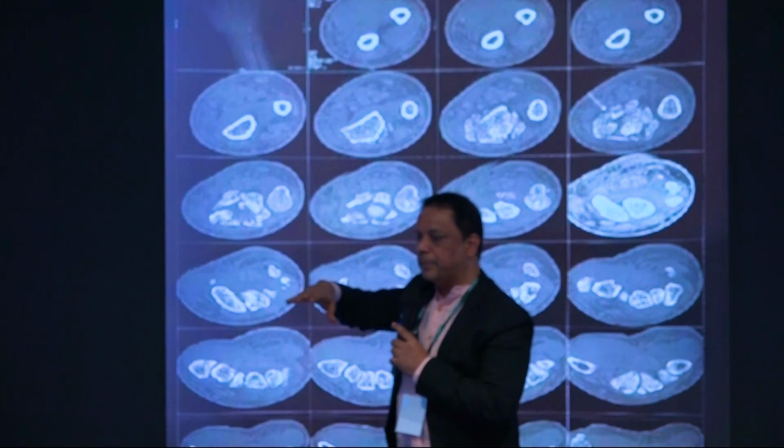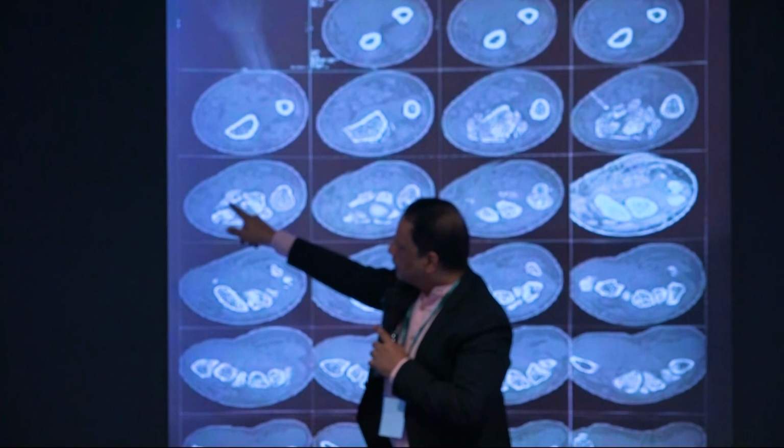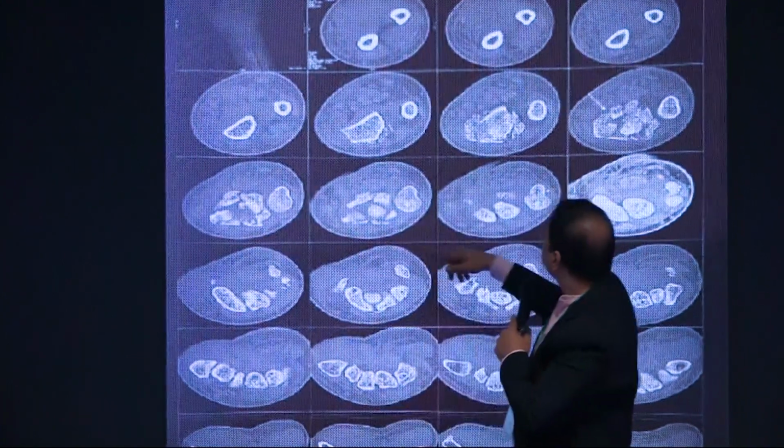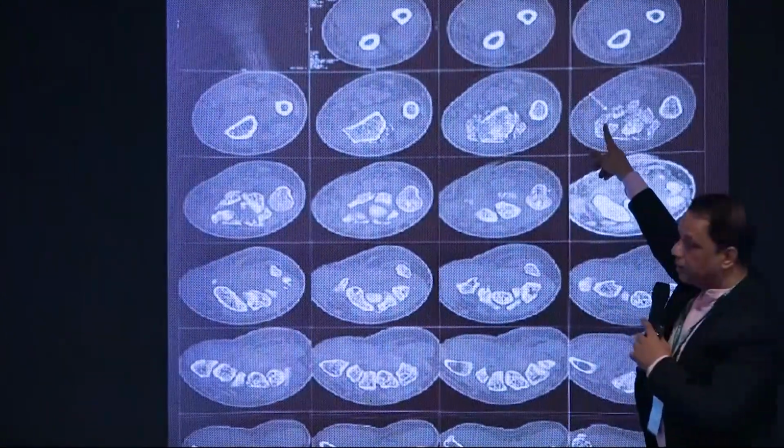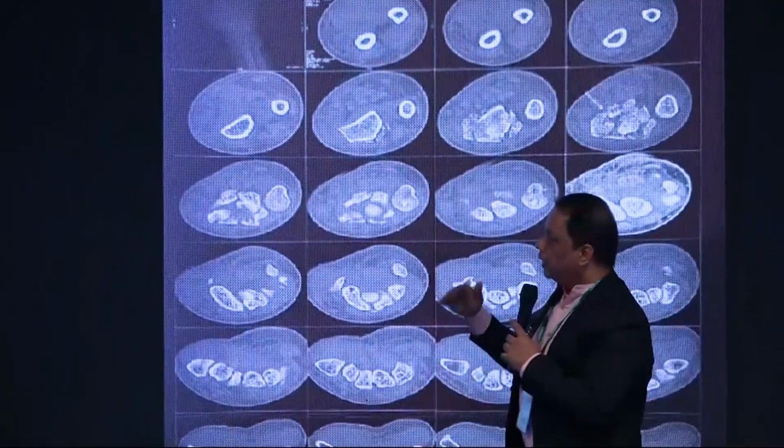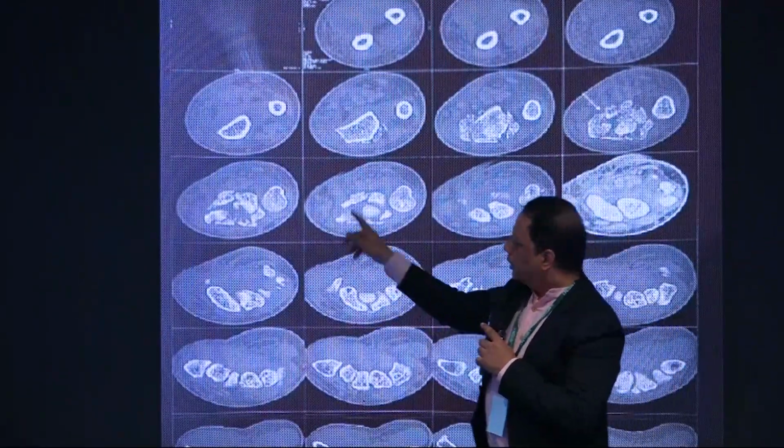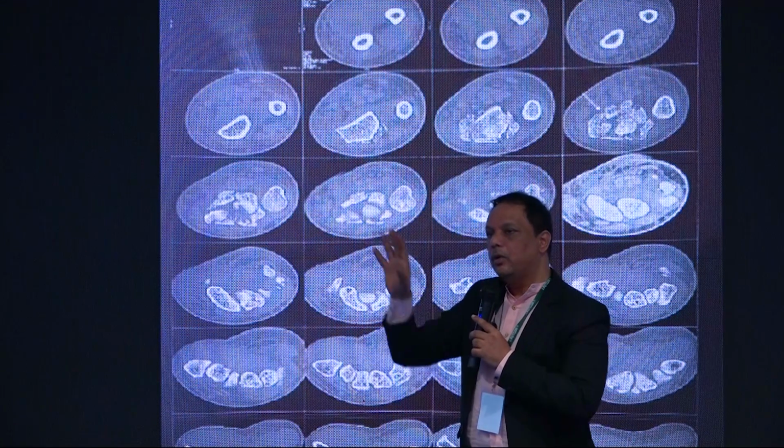Okay, so that is the first part of the decision making. Second is what happens to the radial styloid fragment. How big is the radial styloid fragment which you require? Do you require an additional lateral plate, or would your volar plate do the work of holding that fragment?